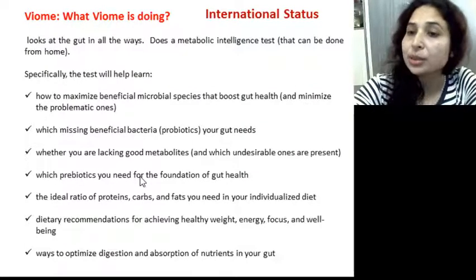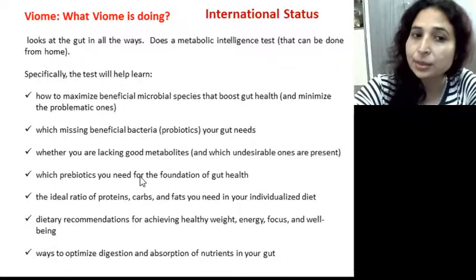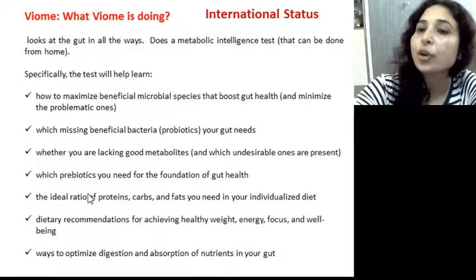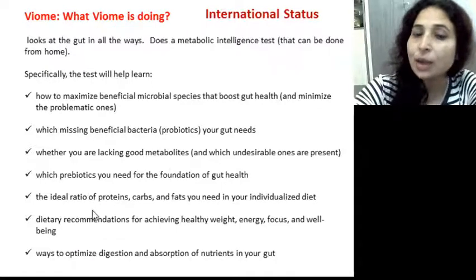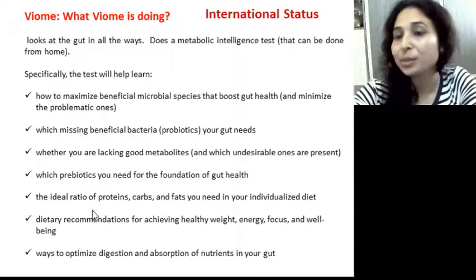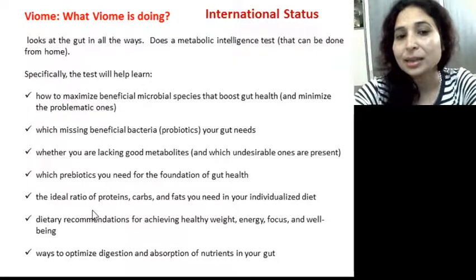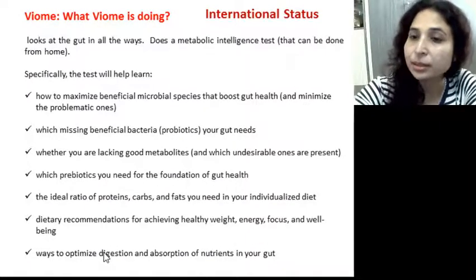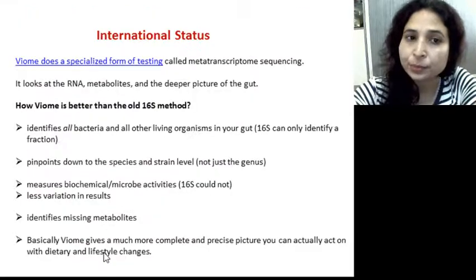Then whether a person is lacking any good metabolite, which prebiotics are good for an individual, what should be the ideal ratio of proteins, carbohydrates, and fats that a person should be taking in the diet, and other dietary recommendations are given by Viome.